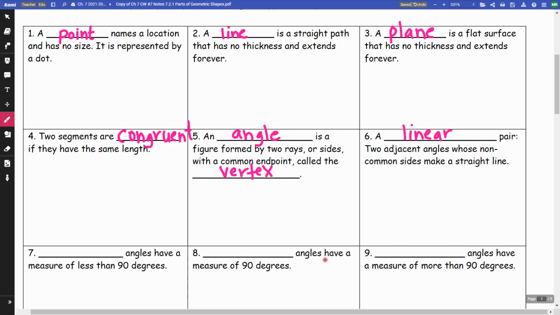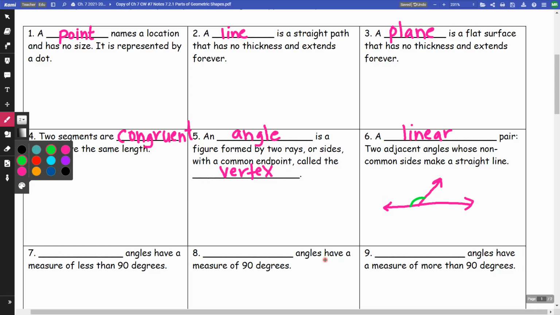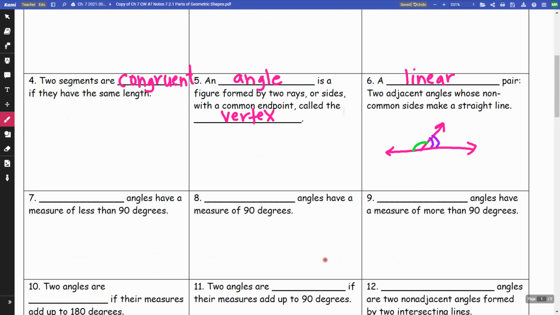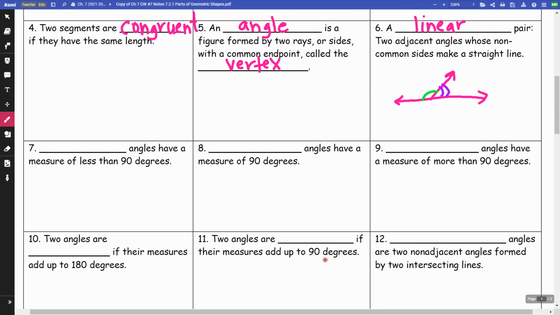And what that would look like is when we have a situation like this, where I have two angles. I have this angle here, and I have this angle over here, but together those two angles form a straight line. That's a linear pair. Number seven, blank angles have measures of less than 90 degrees. Acute angles have measures of less than 90 degrees.